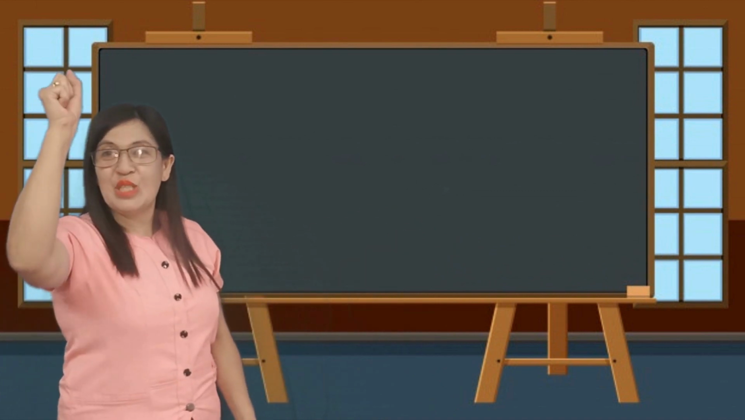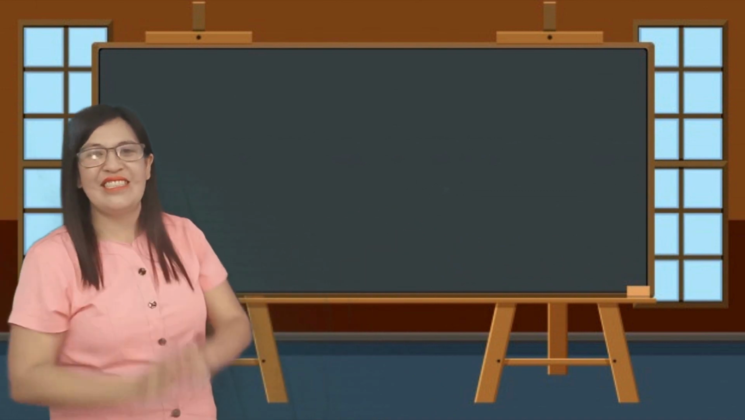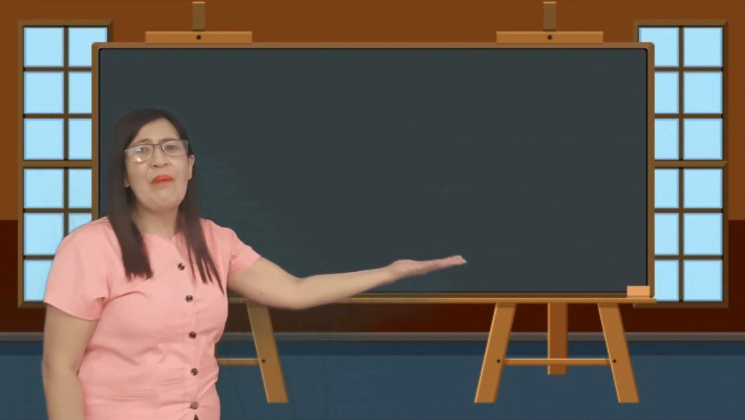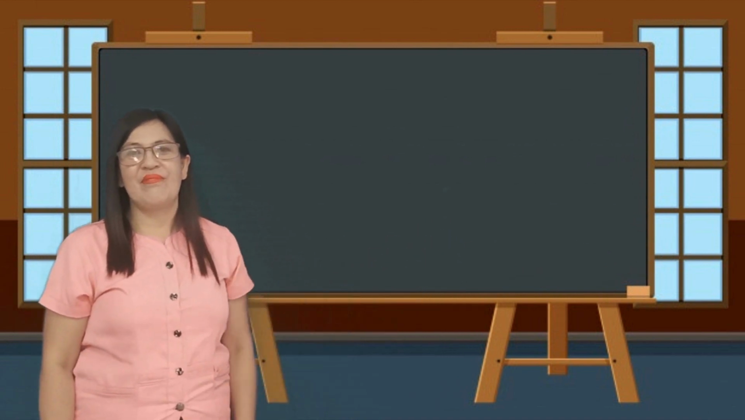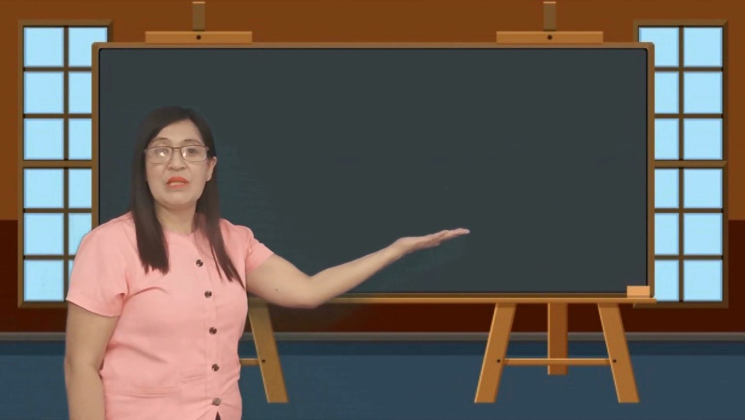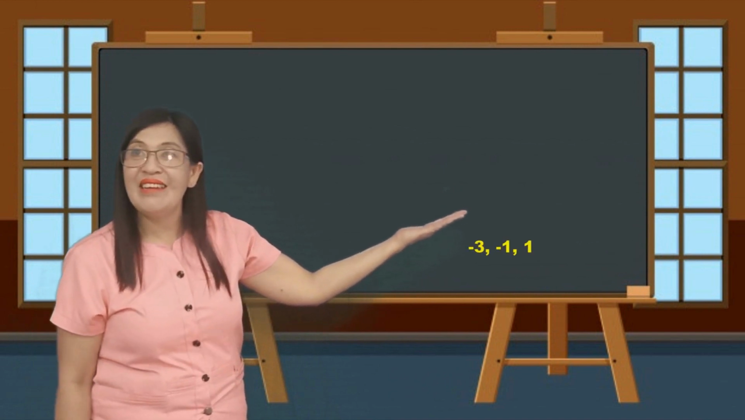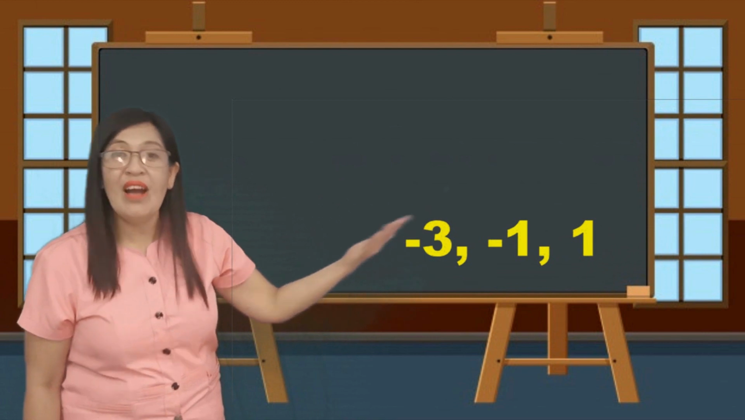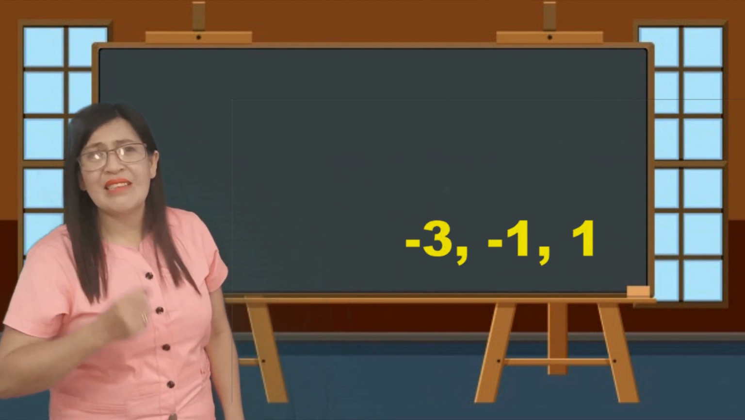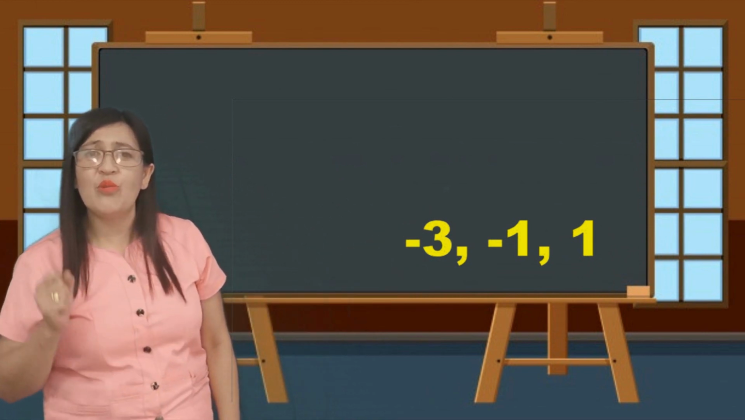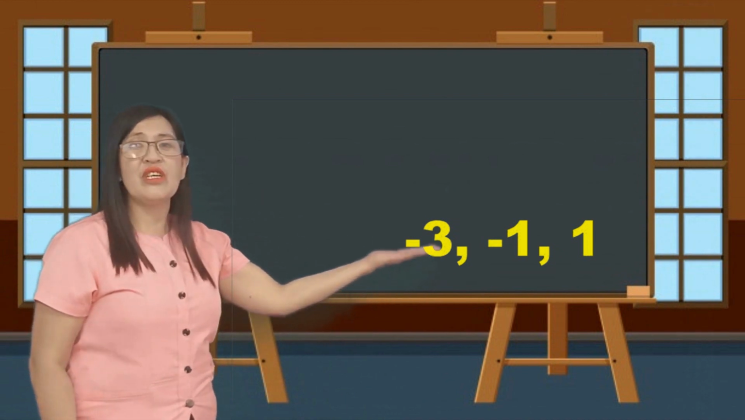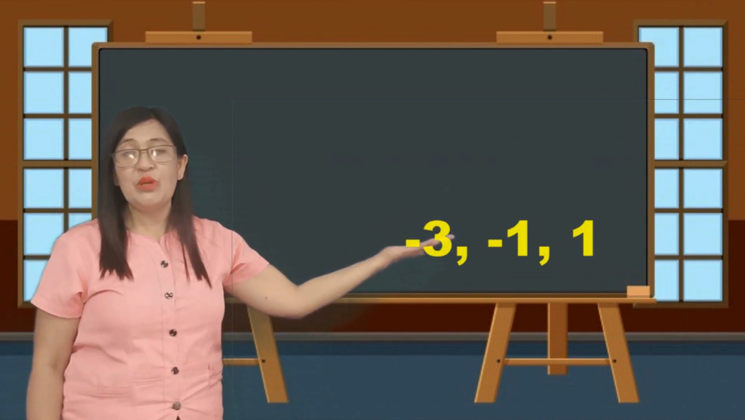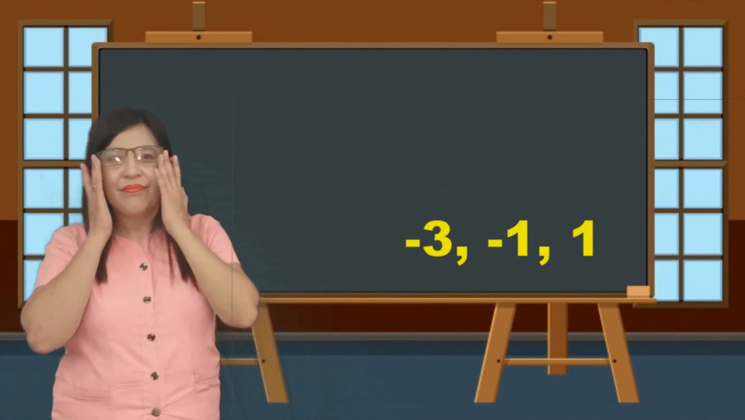Yeah! You got it right! Congratulations! How about problem number 2? The first 3 terms for problem number 2 are negative 3, negative 1, and 1. How to get negative 3, negative 1, and 1? Given the equation, a sub n equals 2n minus 5.